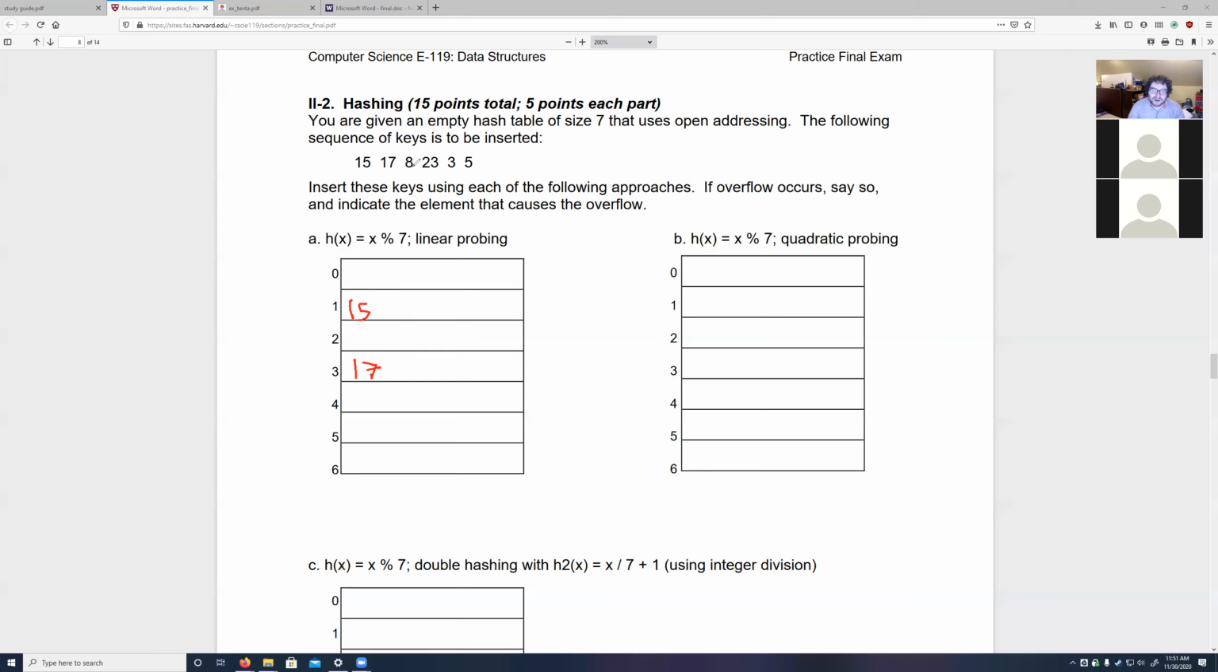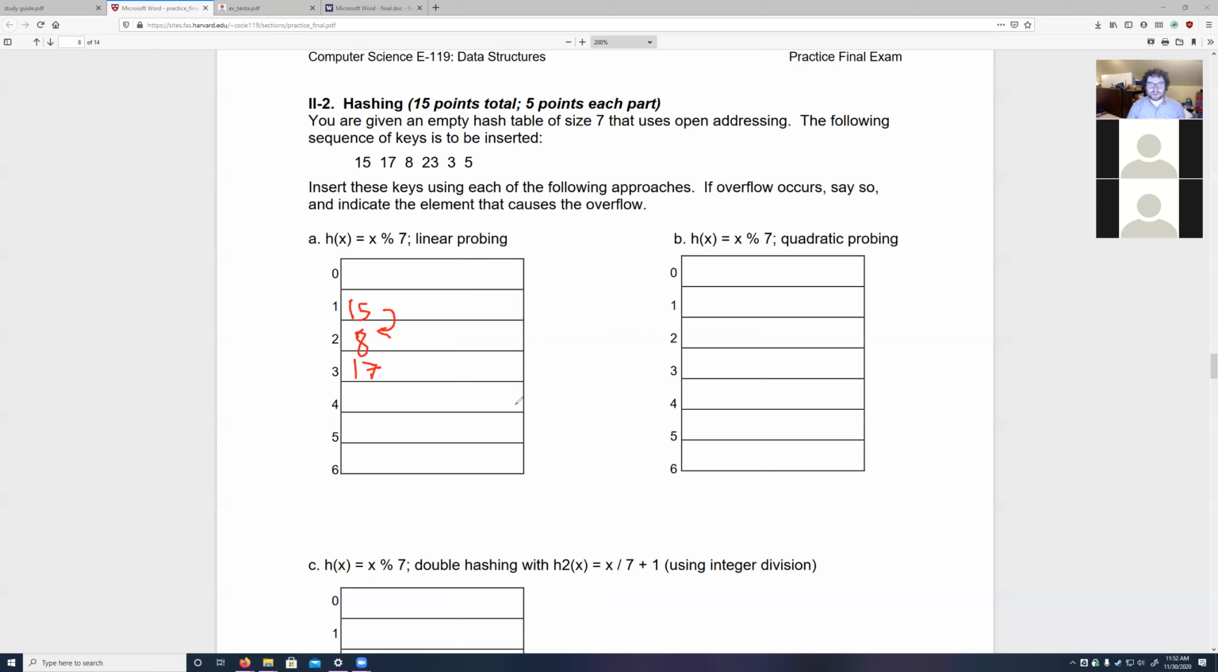So let's go ahead and do 8 mod 7. What is 8 mod 7? 1. 8 minus 7 is 1. So here we try to put it in here, but we can't. So what do we do? Look for the next space. Yep, linear probing. So I'm just going to draw an arrow to represent that we basically had to put that in, to indicate what causes an overflow.